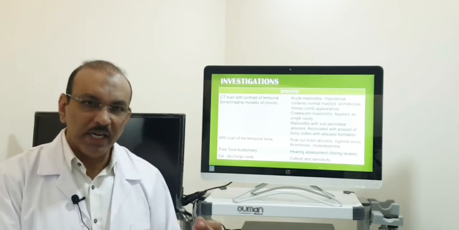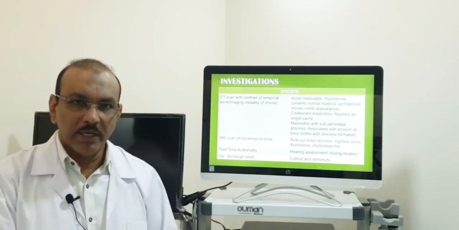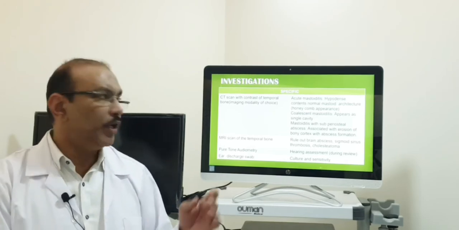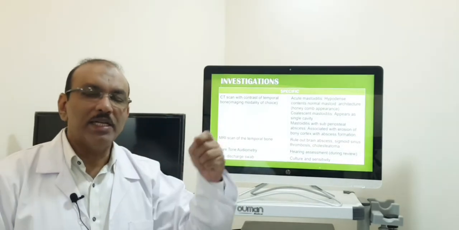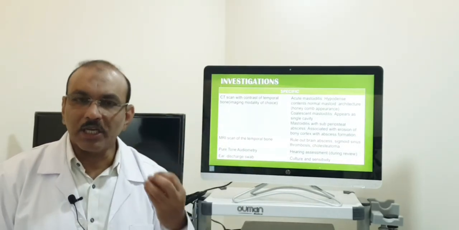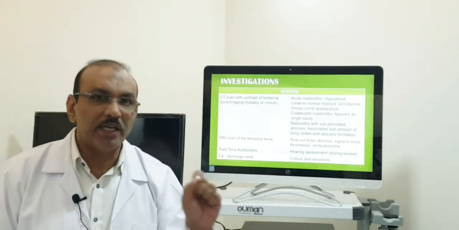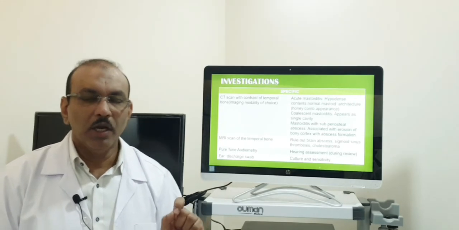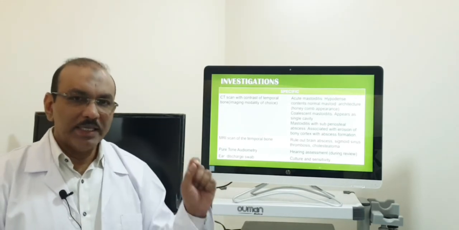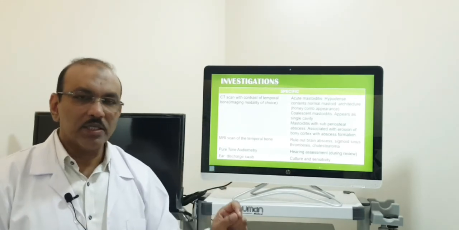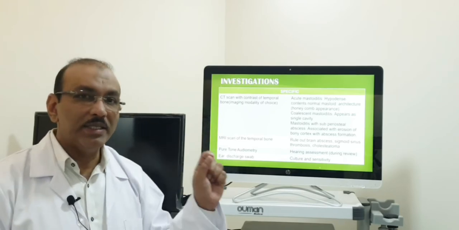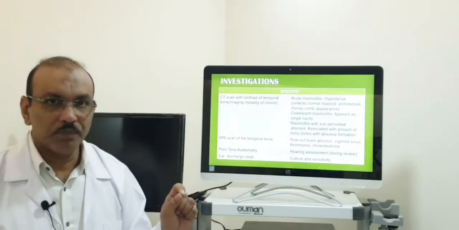We need to do a hearing test, which can be postponed, let the child become normal. And we need to do a pus culture sensitivity. Since there is pus coming out, we will send it for culture sensitivity so that we can know which bacteria is involved and which specific antibiotic can be given for that. Now coming to the CT scan. CT scan with contrast of this particular part is the imaging of choice.